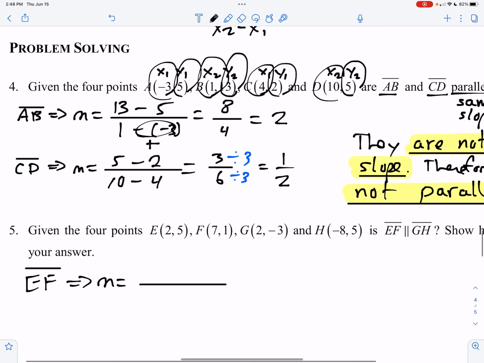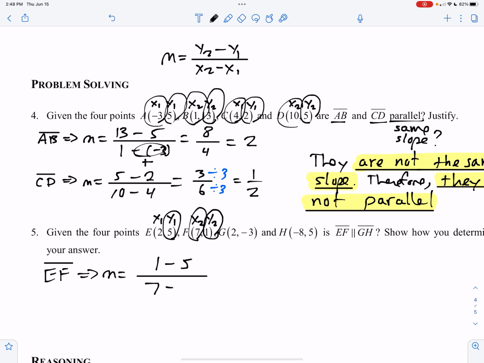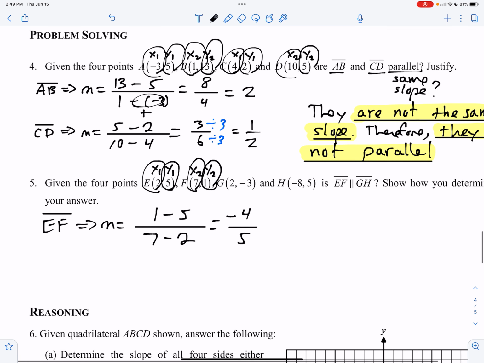Okay, so we're using our slope equation right here. So I'm going to go x1, y1 over x2, y2. So I'm going to go y2, that's 1, minus y1, that's 5, over x2, that's 7, minus x1, that's 2. So I get, let's see, 1 minus 5 is -4, over 7 minus 2 is 5. So I get a slope of -4/5.